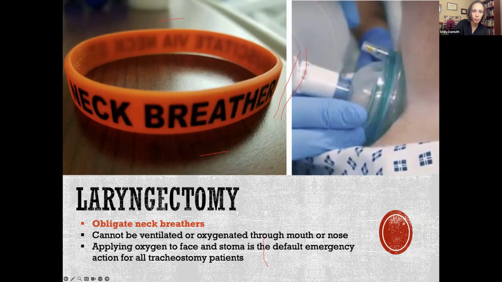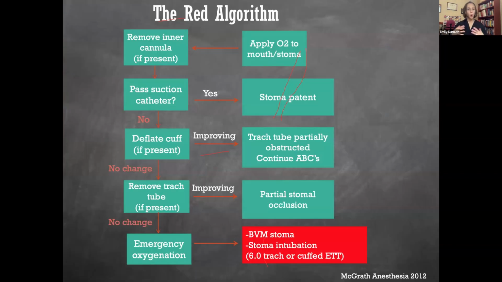So you can see in this picture, this is a provider using a pediatric bag valve mask, and they're ventilating the stoma. So this is what emergency oxygenation looks like in a laryngectomy patient, and arguably a tracheostomy patient who you've decannulated the trach moving through the algorithm. So what is the red algorithm? It is exactly the green algorithm until the last step.